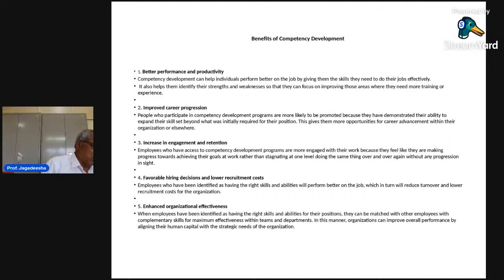Favorable hiring decision and lower recruitment cost. When you talk about competency, top level multinational companies will always go to IITs and IIMs. As you know, there are 23 IITs and 23 IIMs spread over different parts of the country. In Karnataka, IIT is located in Dharwad, IIIT is located in Raichur, and IIM is located in Bangalore.